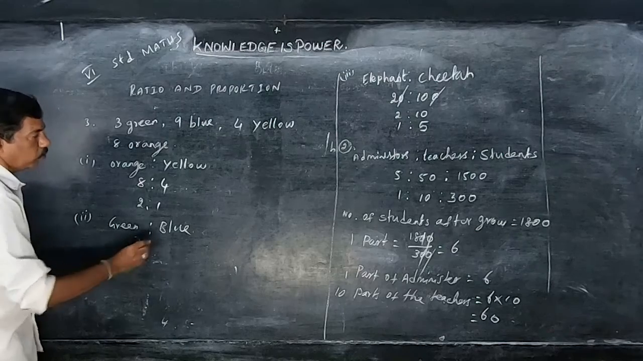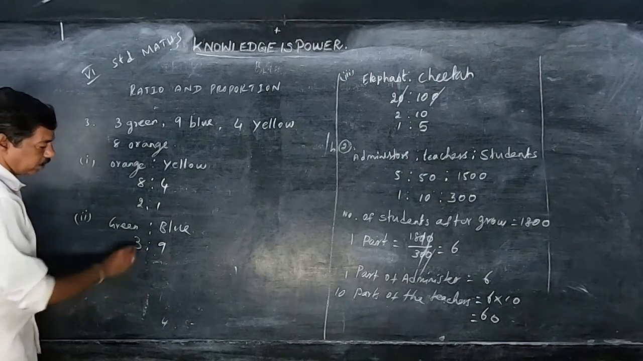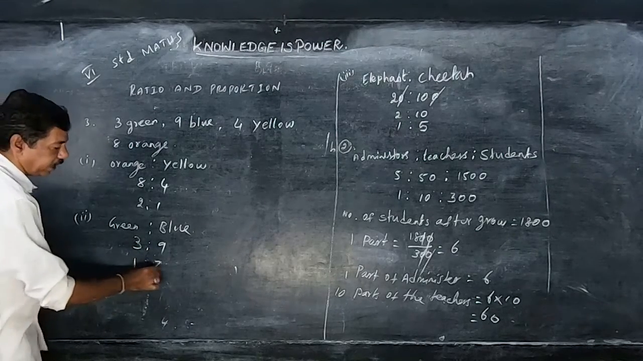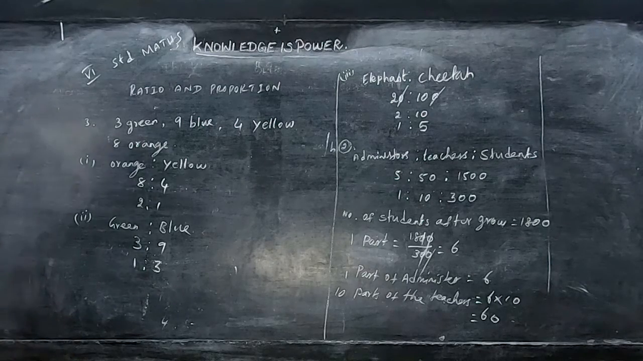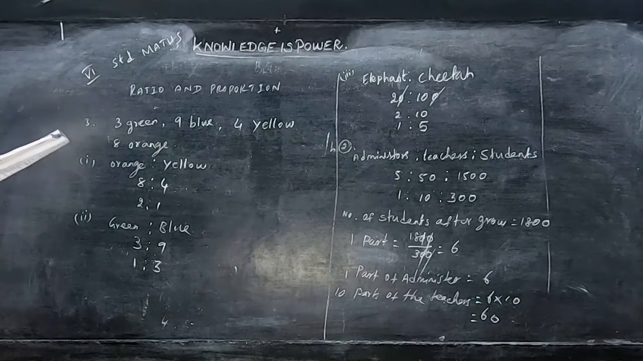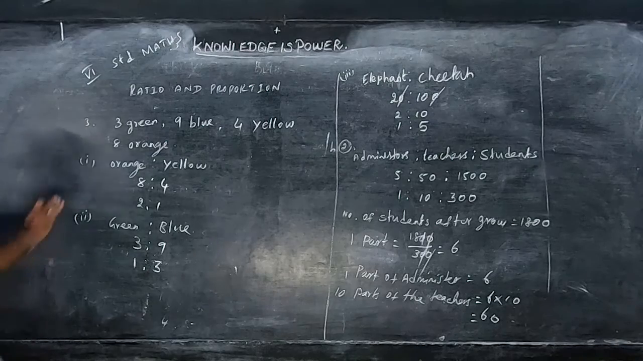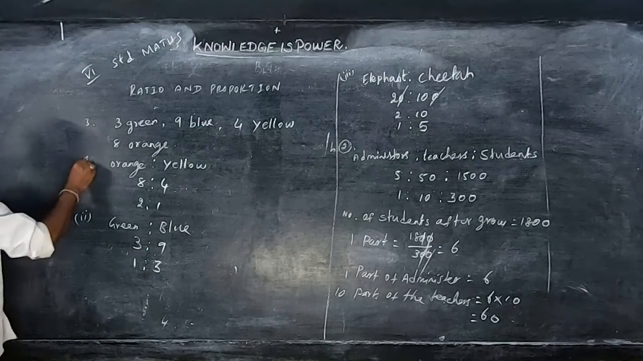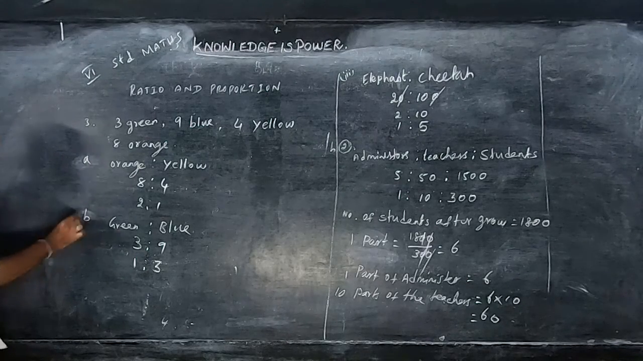3. What is blue? 9. 3 table 1 times, 3 table 3 times. So this is the answer for the second one, that is B. Okay, our question, they have given A, B, okay?